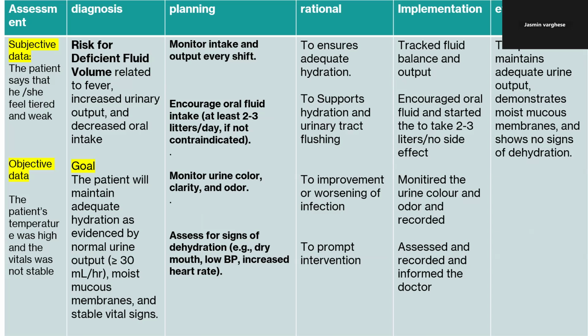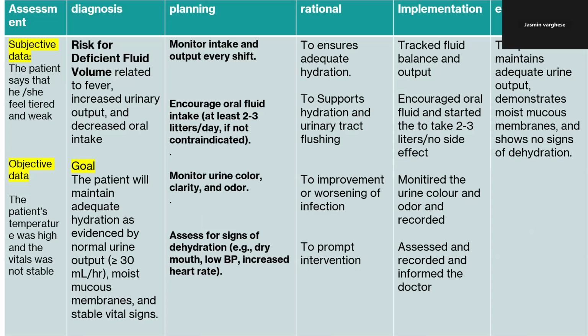Monitor intake and output every shift, to ensure adequate hydration. In implementation, monitored and tracked fluid balance and output. Second one, encourage oral fluid intake, minimum 2 to 3 liters if it is not contraindicated, to support hydration. In implementation, encouraged oral fluid and started to take 2 to 3 liters, and there is no side effect or contraindications. Next one, monitor urine color, clarity and odor, to check the situation. Implementation, monitored the urine color and odor and recorded.